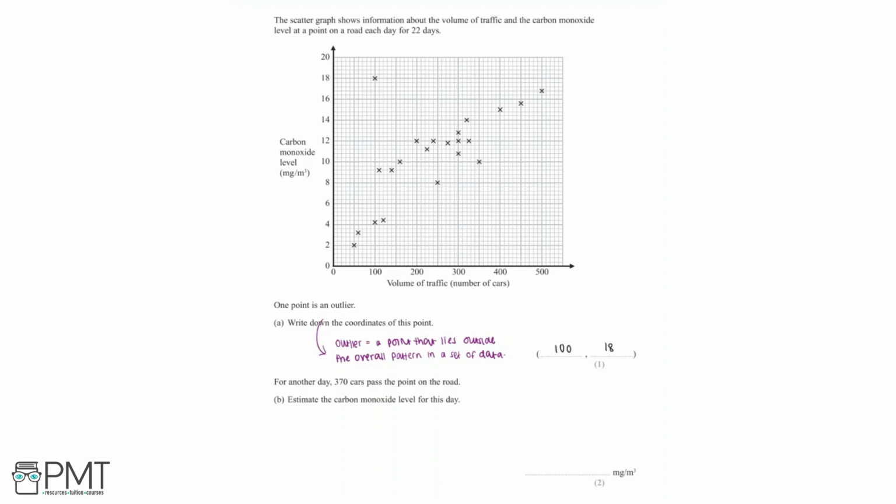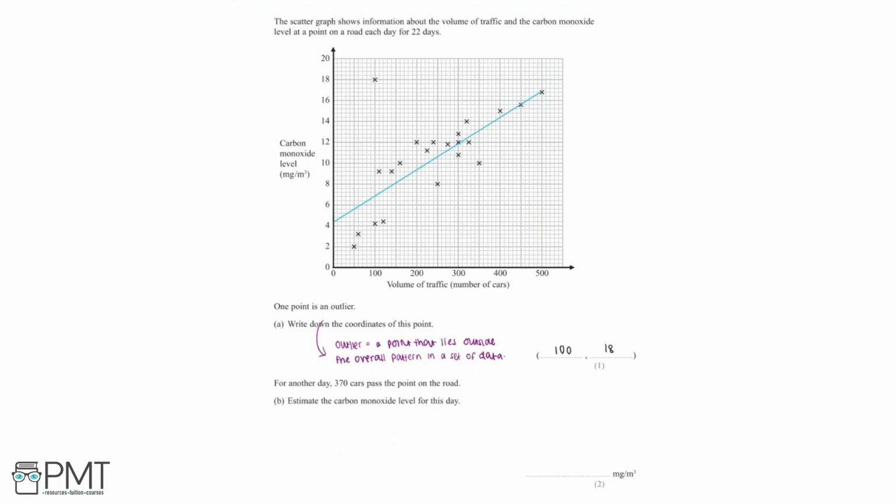Now we're then told that for another day, 370 cars pass the point on this road. And in part B, we need to estimate the carbon monoxide level for this day. And so we need to use our graph in order to find the carbon monoxide level at the point at which the number of cars is equal to 370. But before we can read that off our graph, we need to draw a line of best fit.